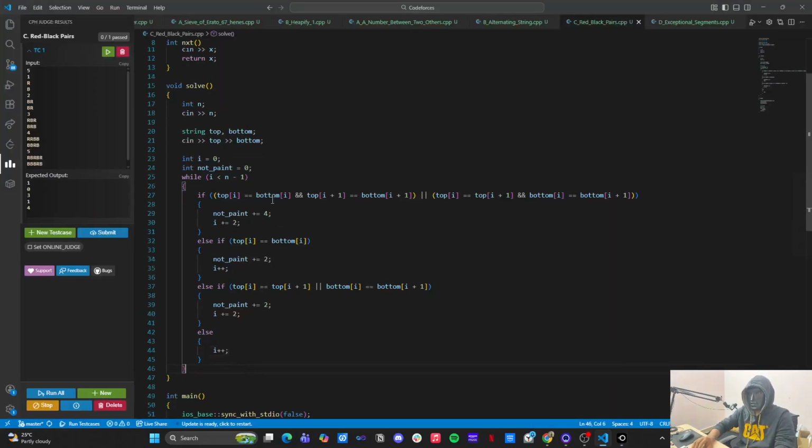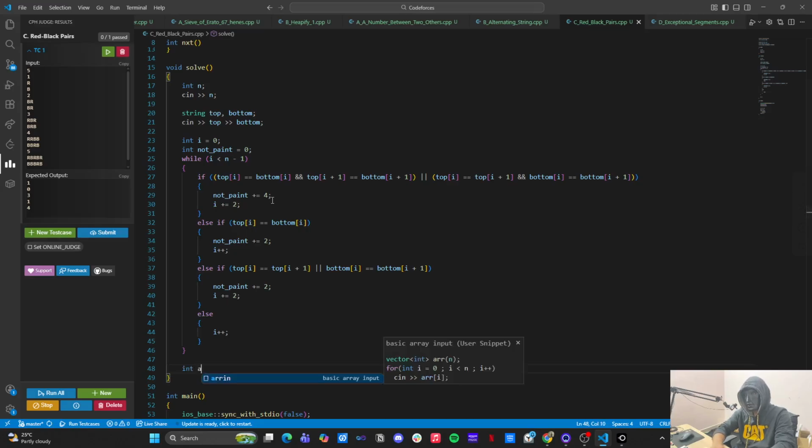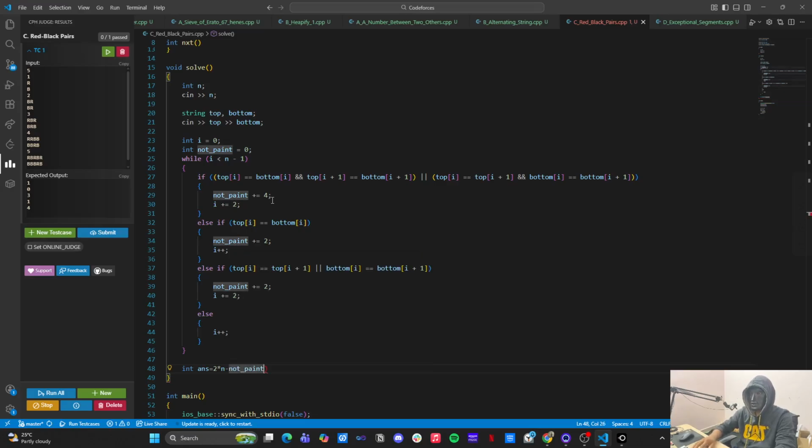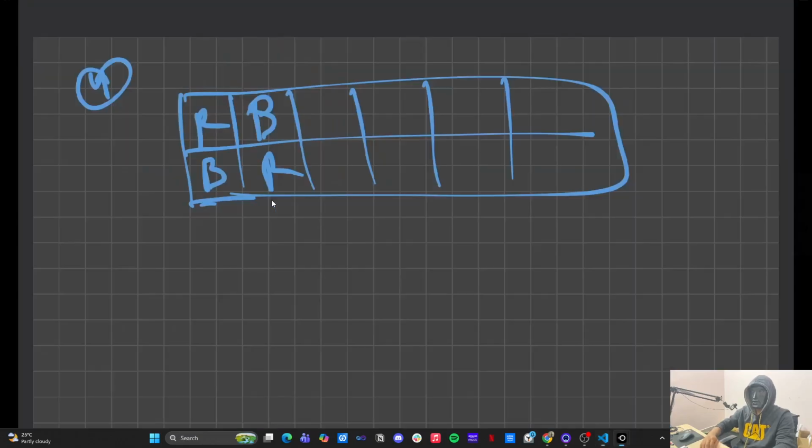Since any one we're going to paint, that's when not painting I'll not be increasing. So now your answer is going to be: total you have 2n cells. In that, how many cells have not been painted? This many cells have not been painted. Okay. And you will have to divide it by 2. Why will you have to divide it by 2? I'll tell you.